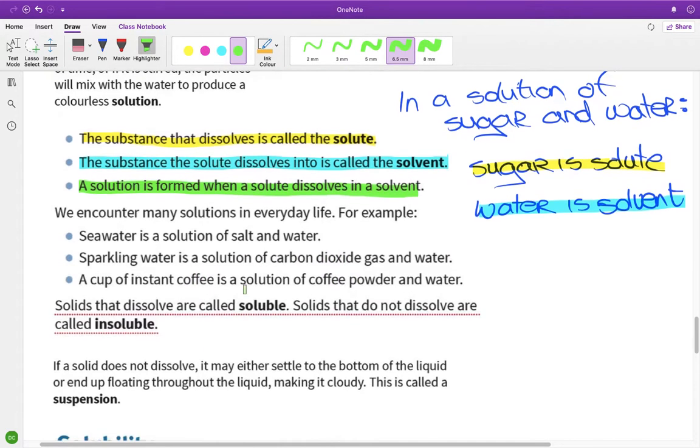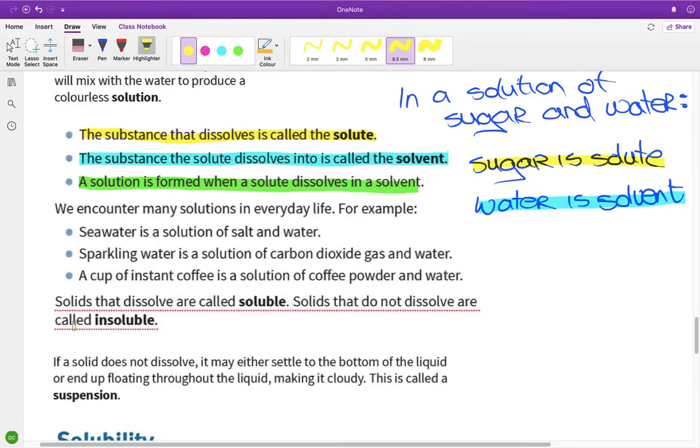A couple more keywords down here. Solids that dissolve are said to be soluble. So up here, the fact that the sugar dissolved in the water makes sugar soluble in water. And if they don't dissolve, they are insoluble.